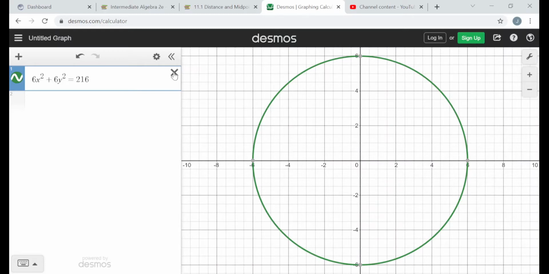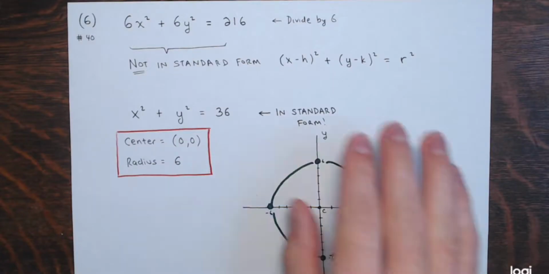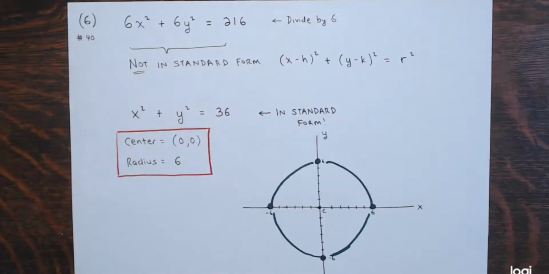Okay. Yeah, and we're going to have to be doing that for the rest of the problems, right? We're going to be given an equation that's not in standard form. We have to put it in standard form. Identify the center and radius, then graph. All right, now this one was pretty easy. We just divided by 6. Next one's a little trickier.